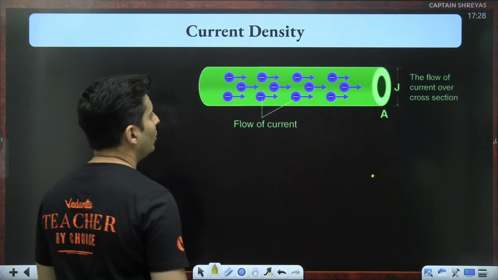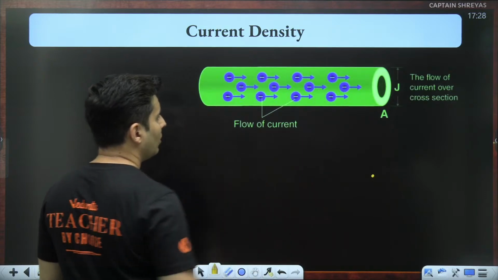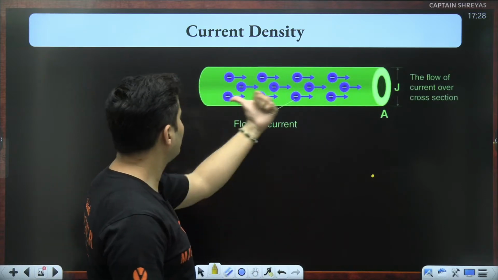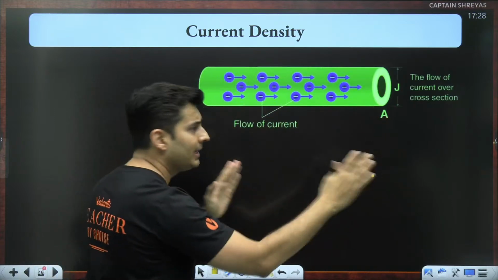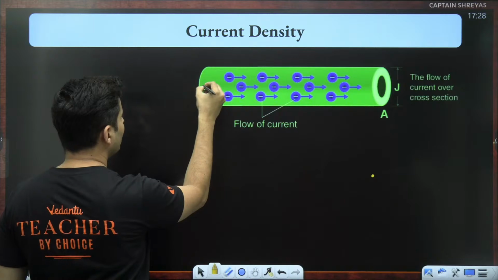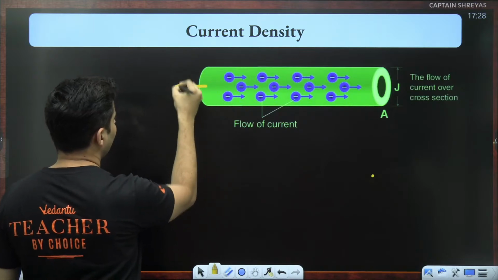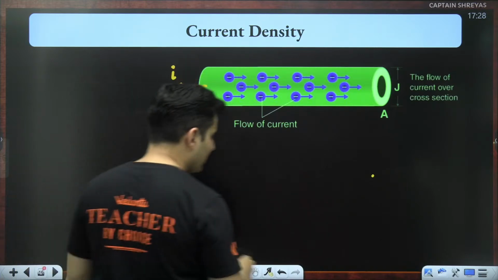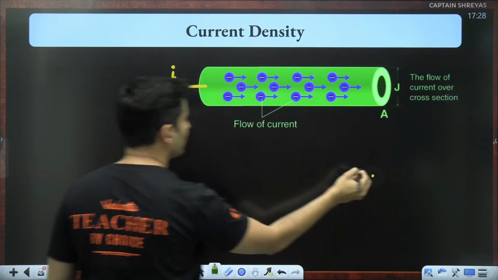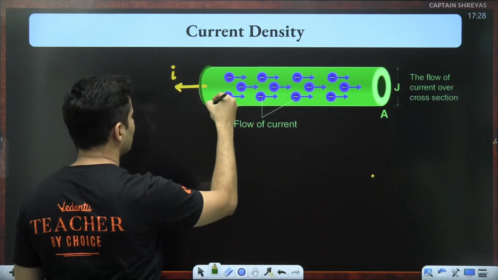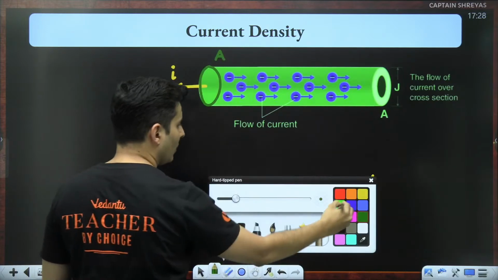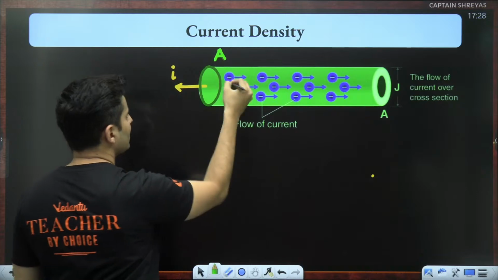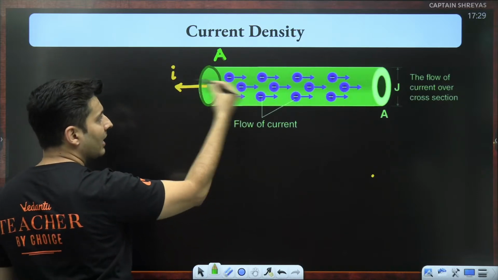So like you can see over here, the current is probably going to go this way because the electrons are moving in the right direction. So the current will be towards your left side. There is also some area associated over here. Let's say we call it A, the area through which the current is flowing.